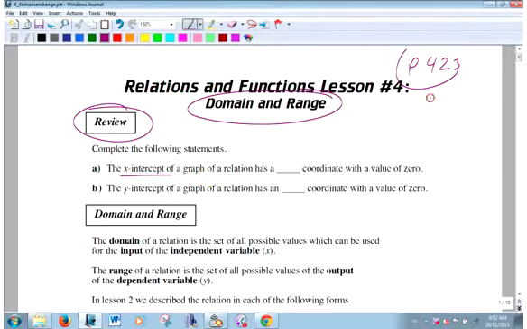X-intercept. What does that mean? There's an x-axis. Not right now, just sit down. Don't worry, there's going to be lots of board space at the end of the day. An x-intercept is where it crosses the x-axis. That's what it means, okay?